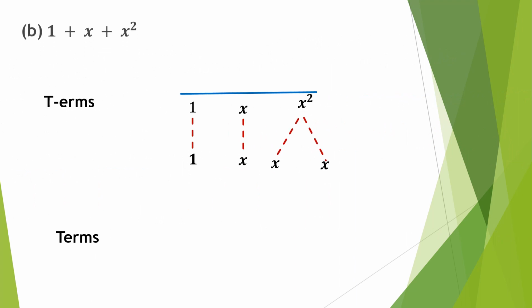The next question, 1 plus x square. Here the terms are 1, x and x square. Three terms are there. And the factors are, the first term 1, its factor is 1 only. Second term x, its factor is x only. And the third term is x square. So what are the factors of x square? Factors means how that term x square is formed. It is the combination of x multiplied by x itself. So the factors of x square are x and x.